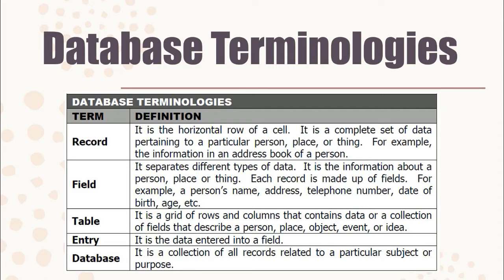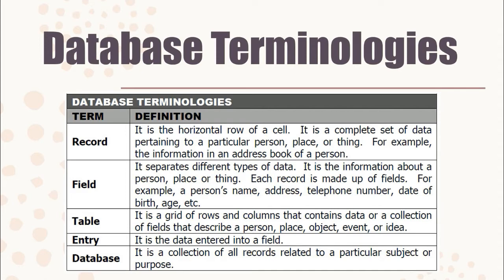The next one is field. It separates different types of data. It is the information about a person, place, or thing. Each record is made up of fields. For example, a person's name, address, telephone number, date of birth, age, etc.